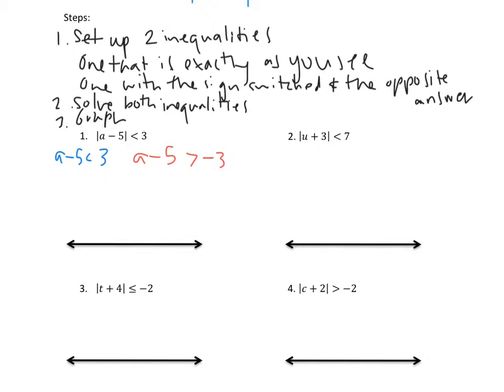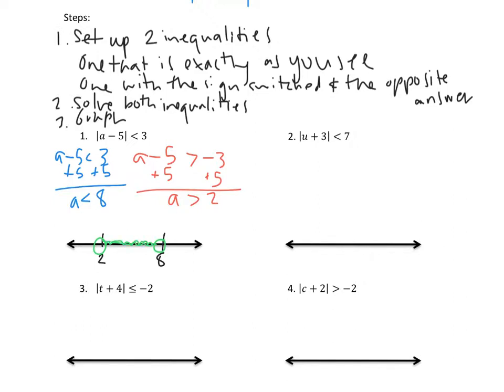So if I solve this first one, I'll add 5 to both sides and get a is less than 8. Then I'll add 5 to the other side here and get a is greater than 2. So I have a is less than 8 and a is greater than 2. So if I am going to graph this together, I know I need open circles at 2 and 8, just because it's greater than or less than.